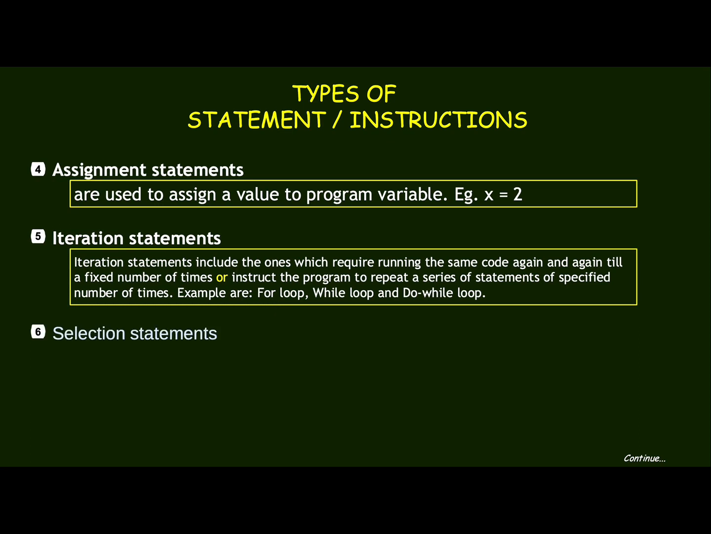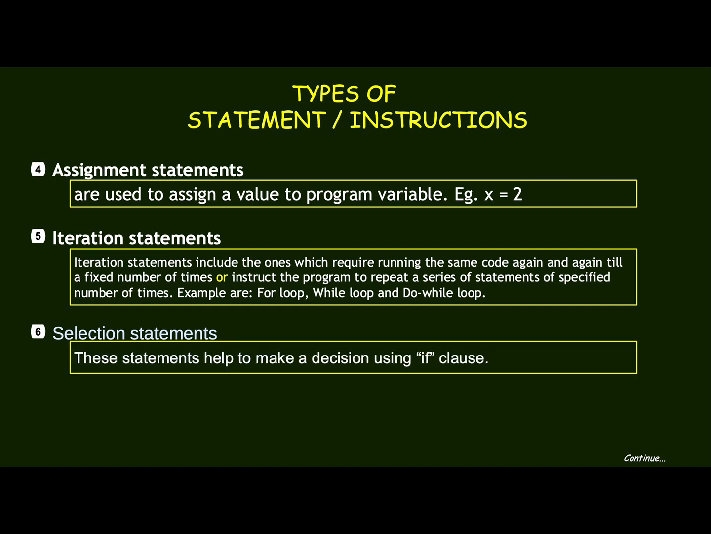Now our sixth one is the selection statement. What is a selection statement? These statements help to make a decision using the if clause. So we have the if clauses. If it is A, then so and so. If it is not A, then so and so.